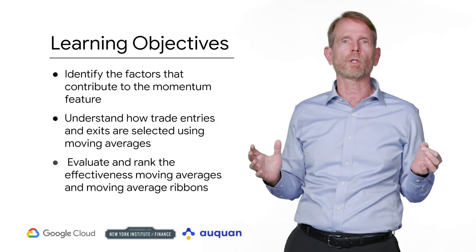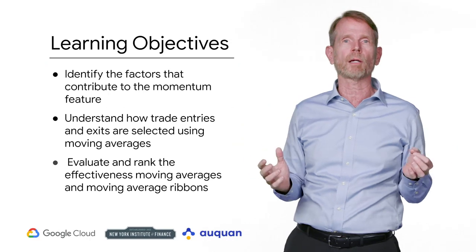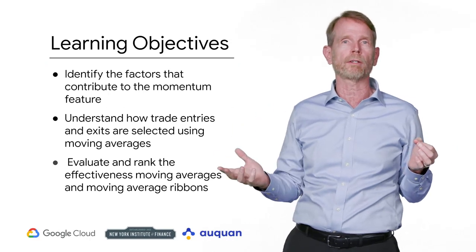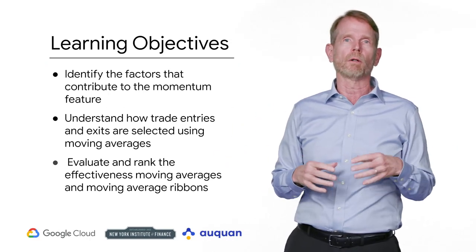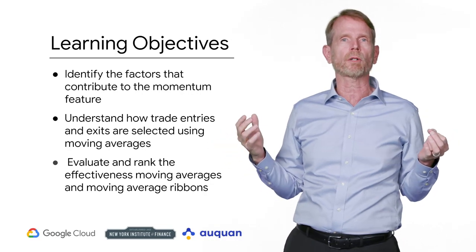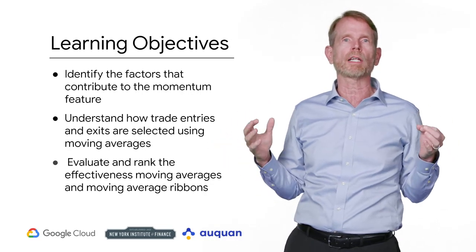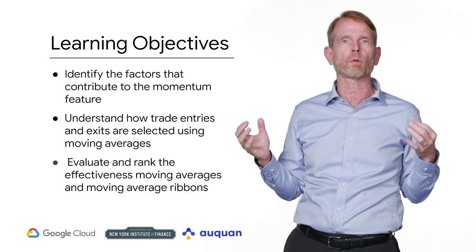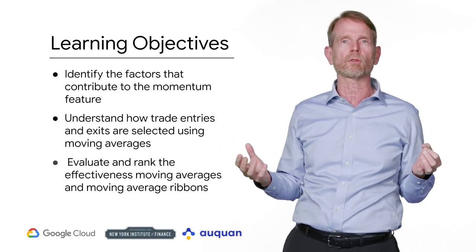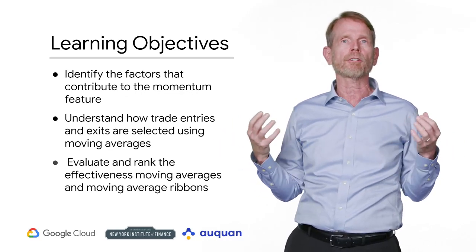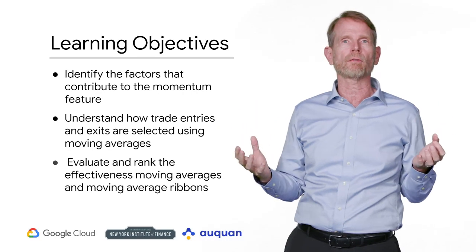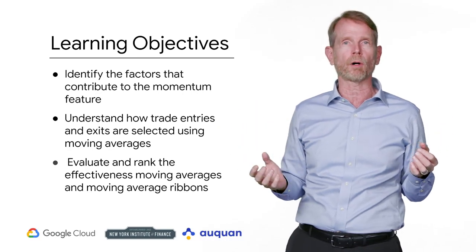In this session, we will discuss how to identify momentum as a feature of a trading strategy. We will then look at the use of metrics such as moving averages and moving average ribbons to determine trade entries and exits in a momentum strategy. Last, we will evaluate the effectiveness of these metrics in generating trading profits.